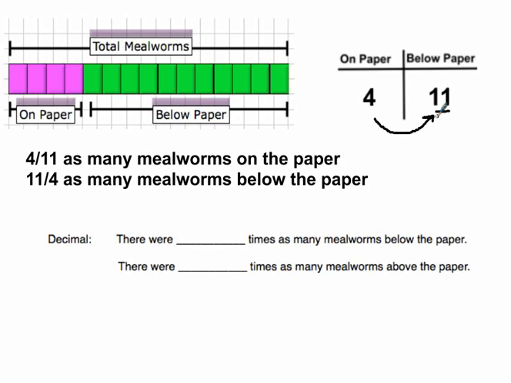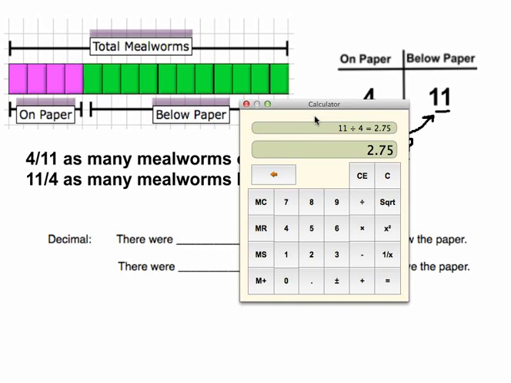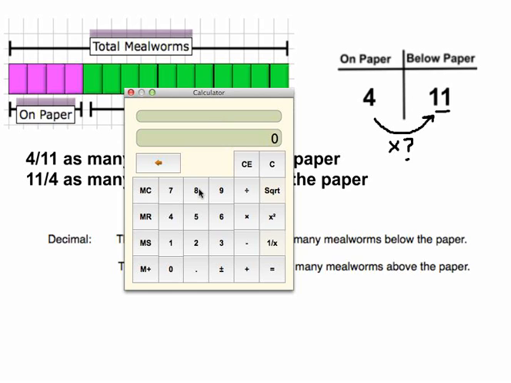But it's not. And so we're going to be looking at this part to part and thinking about how many times the number of mealworms on the paper were there below the paper. So 4 times what is 11? To think about that, we could use division and think 11 divided by 4. And that will also tell us 4 times some number that equals 11. I'm going to just use a calculator, and you probably saw it already up there. 11 divided by 4 is 2.75.